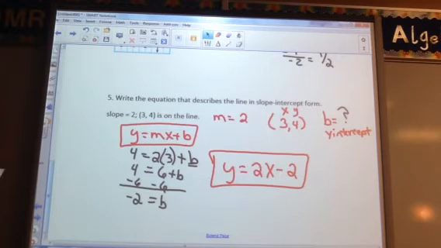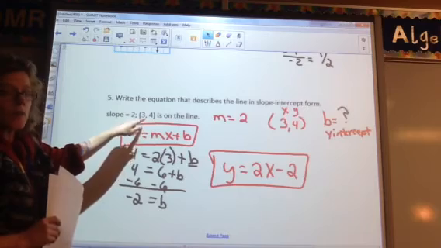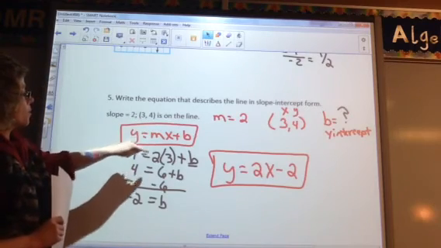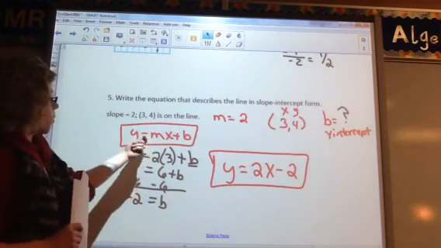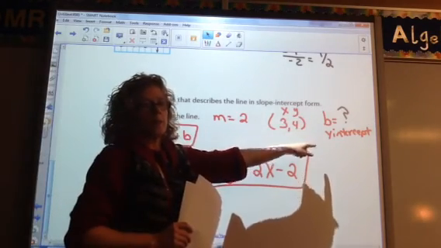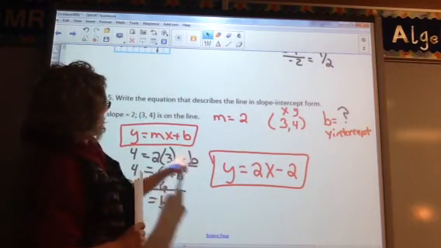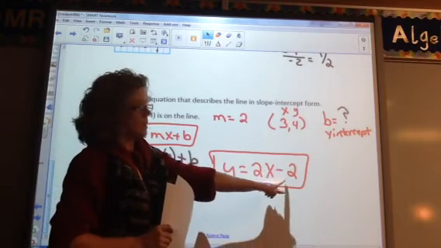Okay? So if you're given the slope and a point that is not on the y-intercept, what you'll need to do is substitute in the point and the slope in your slope-intercept form to find the b value, which is your y-intercept. And then you can substitute it back into your slope-intercept form with the slope that is given and the y-intercept that you just found.